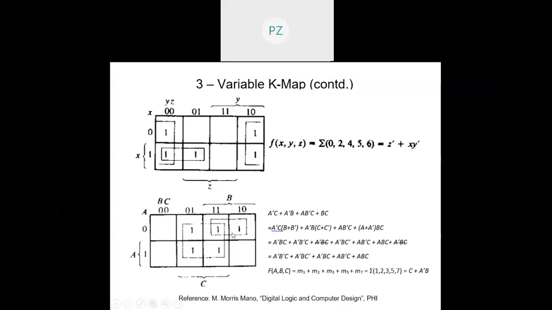Now this one remains, so I'll combine these two using this once twice. As I said in the previous example, when I use this, this is A dash B, and C gets eliminated. So A dash B is my answer, right? So this is how I've given you a few examples of how a 3 variable K-map can be used for minimizing a function with 3 variables.